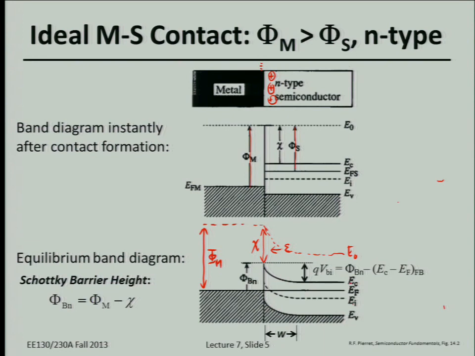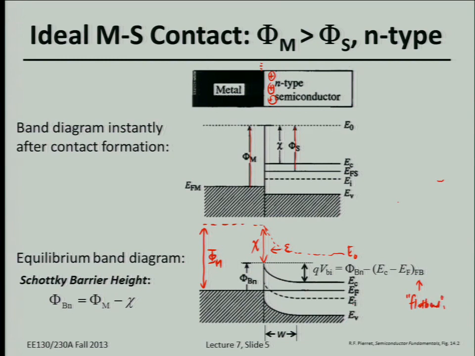The easiest way to calculate this total amount of energy band bending within the silicon is to look at the Schottky barrier height and subtract EC minus EF far away from the junction. FB stands for flat band.